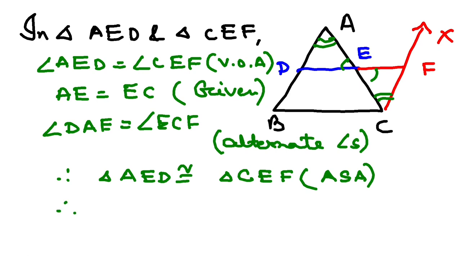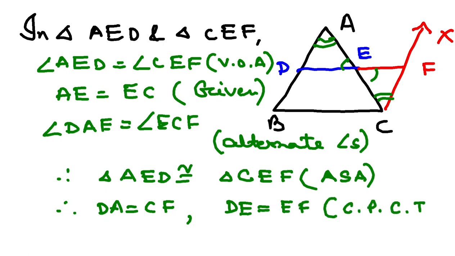Okay, once they are congruent, I can write DA equal to CF as CPCT, and I can also write DE equal to EF as CPCT, right? So what I have is that this side DA is equal to CF, alright, and DE is equal to EF. Okay, please focus because the figure is getting complicated. All right, till now it is done.